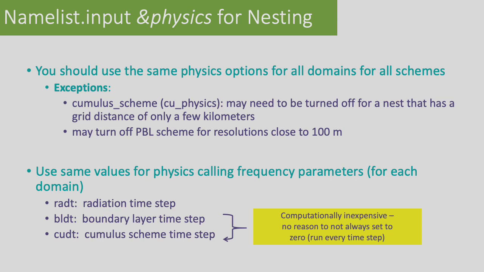There are some physics time steps that should be set as well, and this setting should be the same for every domain. There is no ratio component for these. The radiation time step should be set according to the domain 1 resolution, 1 minute per 1,000 grid spaces. So for a 30-kilometer dx and dy, RADT should be set to 30. As for the boundary layer and cumulus time steps, these are both computationally inexpensive, so there really is no reason not to go ahead and set these to 0, which means to use them every time step.